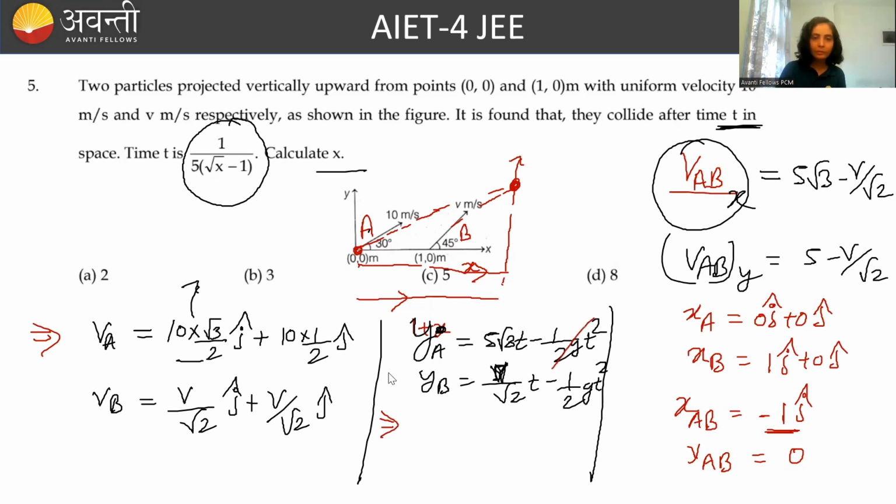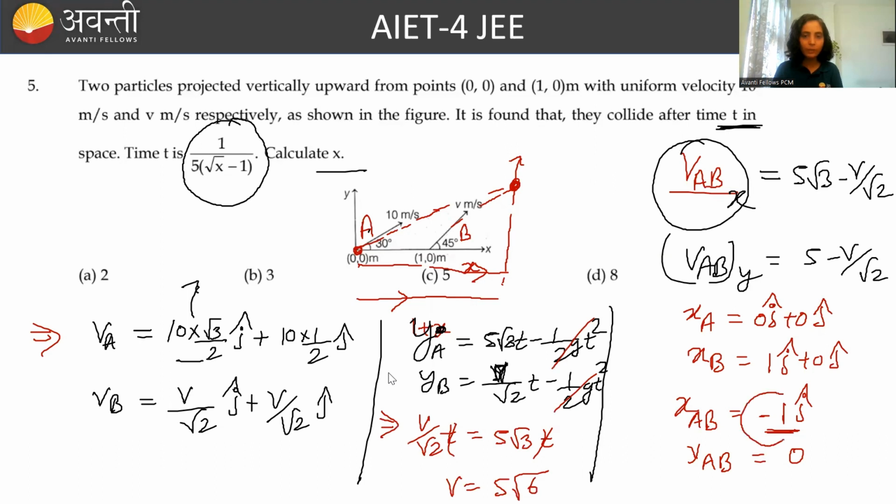If you are going to equate it, this will get cancelled. And you will get V by root 2 t is equal to 5 root 3 t. So here t will get cancelled. And we are going to get V value, that is 5 root 6. So V value we have got now. Now, if they are meeting, then in X direction, how much relative distance has A covered? That is XAB will be equal to minus 1. So therefore, time taken to collide or meet will be equal to XAB by VAB.